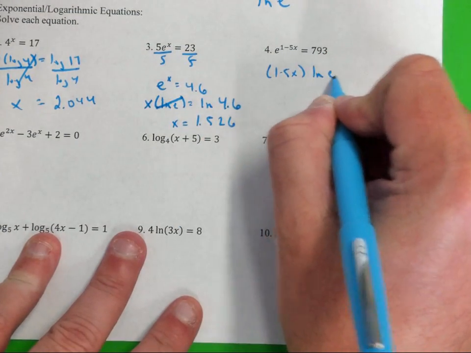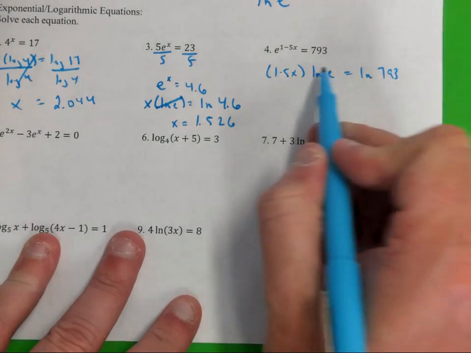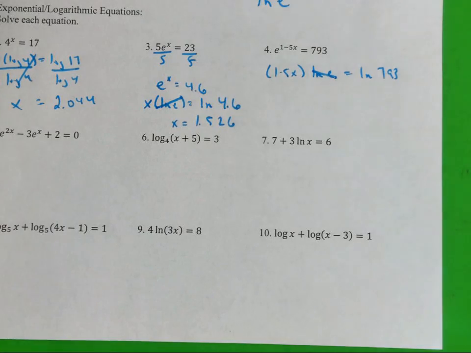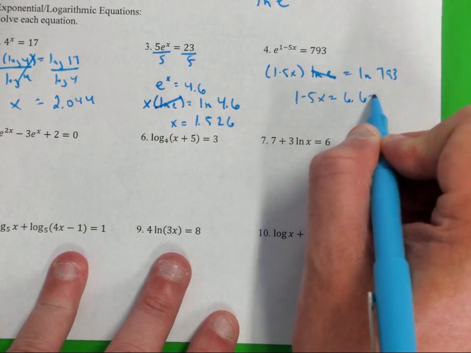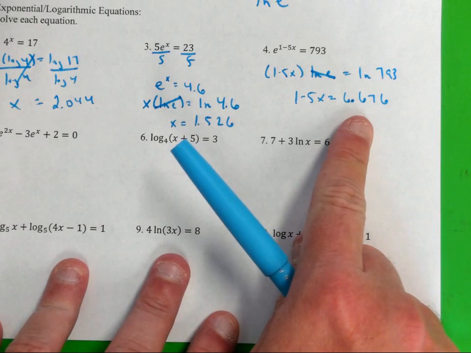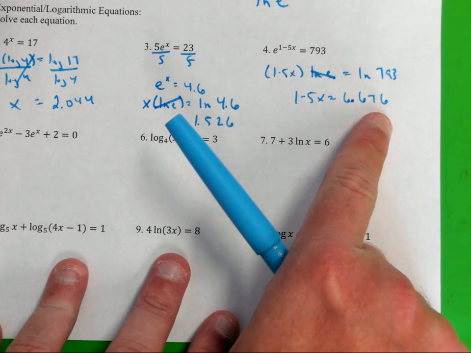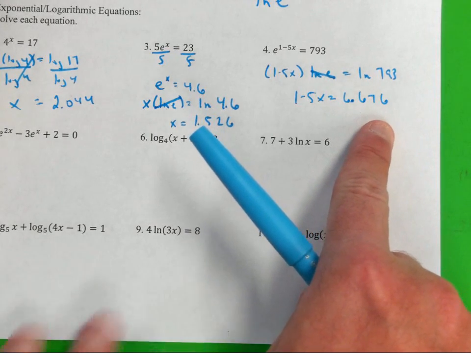And I'm going to take the natural log of both sides. What I do unto one side, I must do unto the other. I don't have to worry about this. Natural log of 793 is 6.676. Now, I just solve this like a regular equation. What would I move over first? A 1. It becomes a negative 1.